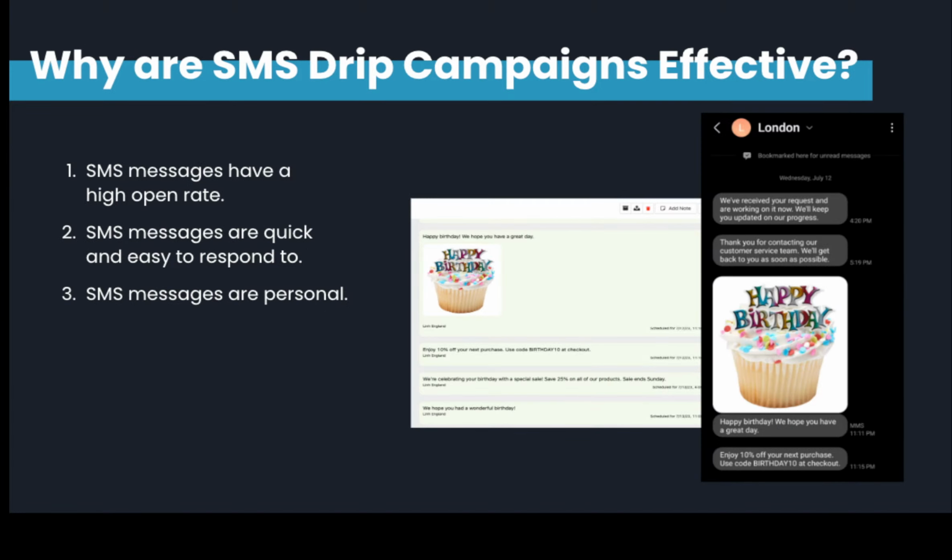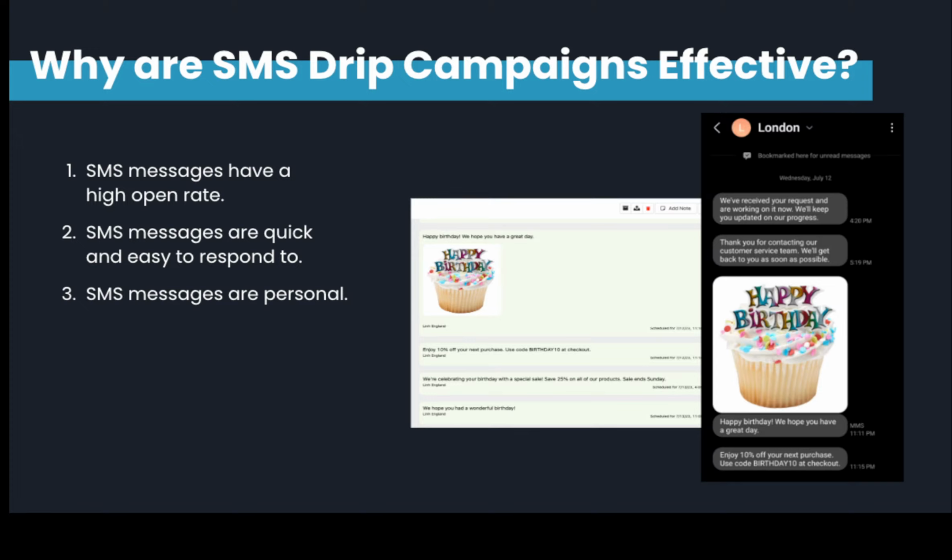Now, campaigns are super effective because they have a high open rate. In fact, studies have shown that SMS messages in general have an open rate of 98%, which is significantly higher than an open rate of an email. SMS messages are also quick and easy to respond to, which means that you can get feedback from your contact quickly, which can help you improve your campaign and process. SMS messages are also personal. You can easily personalize your messages with the recipient name, which can make them feel more engaged and valued.